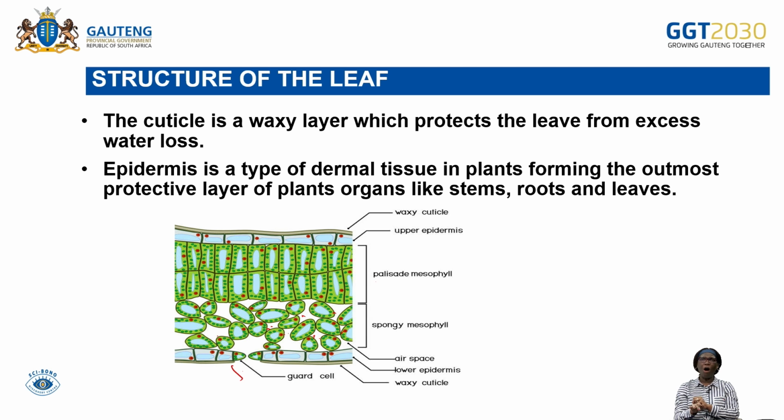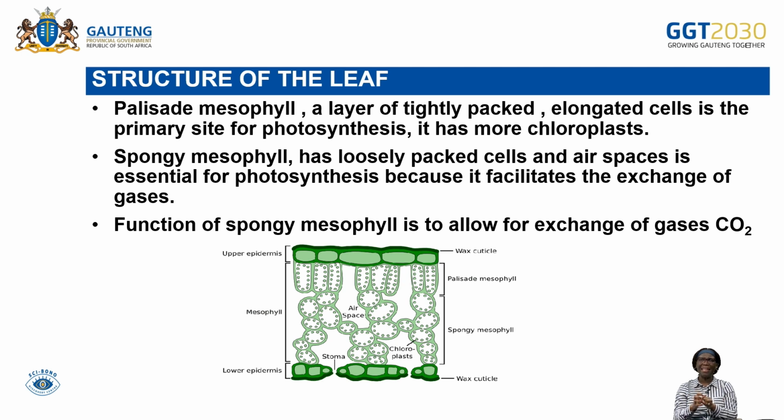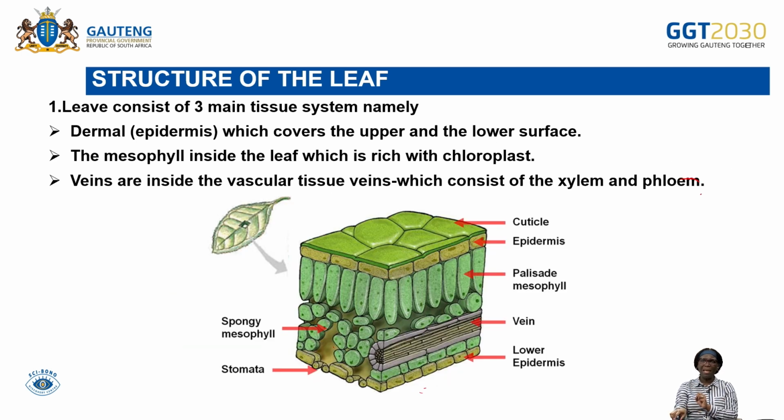Palisade mesophyll is a layer of tightly packed cells. It has elongated cells. The layer is tightly packed.